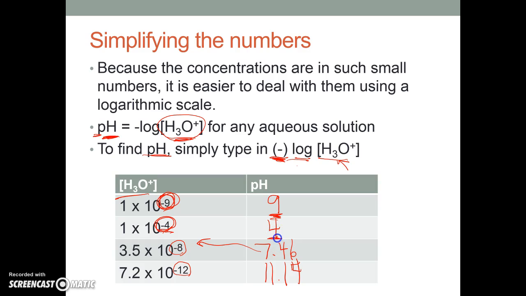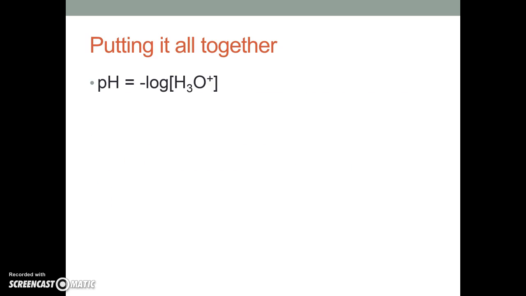So this is basic. This is acidic because it's less than 7. This is just above 7. It's slightly basic. And this is very basic, because 7 is neutral and anything lower than 7 is an acid. Now let's take a look at that. Anything lower than 7 is an acid because the hydrogen ion concentration is getting bigger. The exponent's getting smaller, which means the concentration is getting bigger.